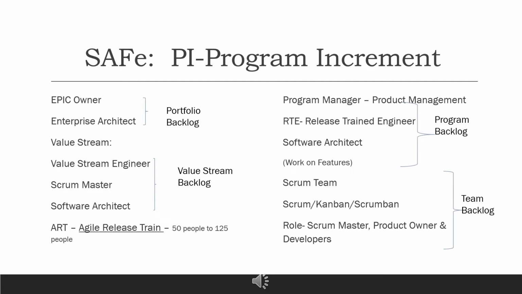Now after that, the program level will come up. How will this program level come? In this, we have an epic. When the epic gets divided, then the features come up. So this will directly come at the program level.